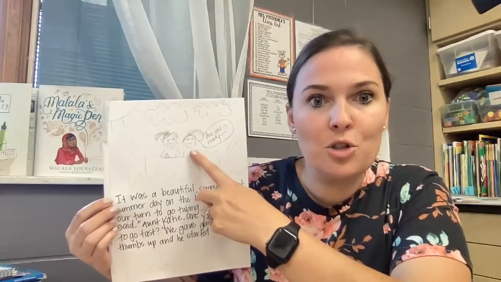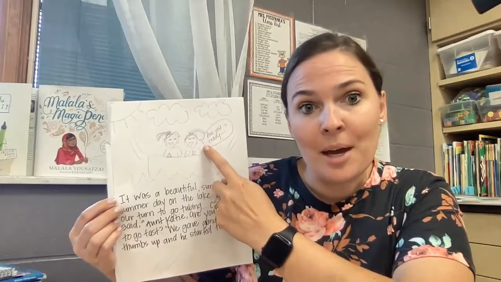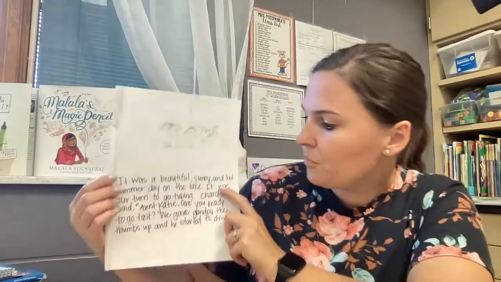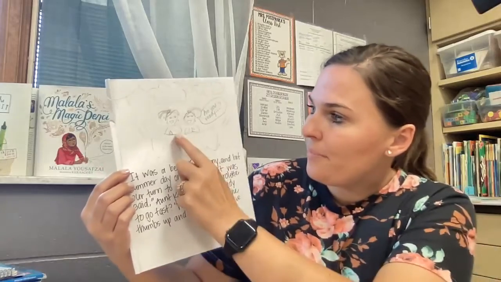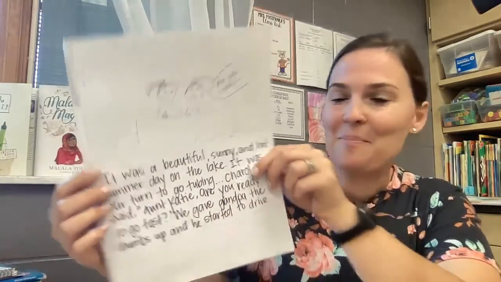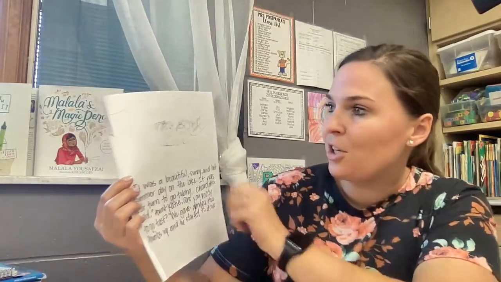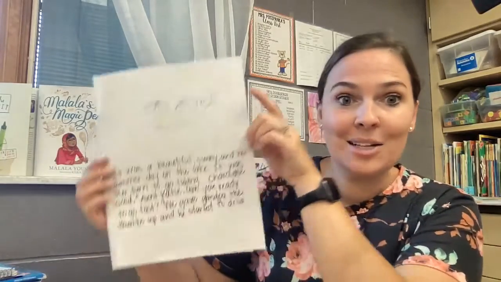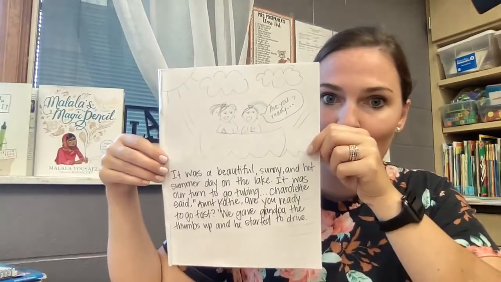Now it also shows me who Charlotte is in the picture. This is Charlotte, and we know that because of the speech bubble. We gave Grandpa the thumbs up. Oh, when I look really closely in the picture, the characters are giving the thumbs up. And that's when we started to go. I added these little lines to show motion. That's the wind as we were tubing.